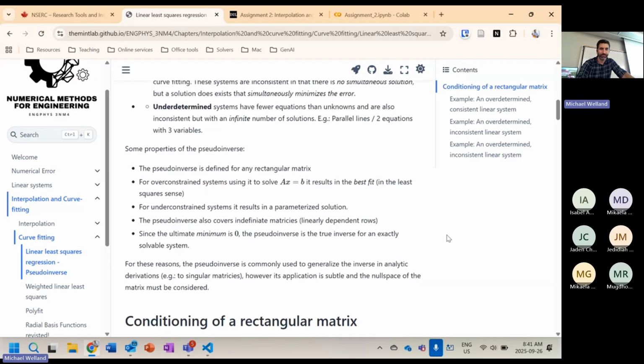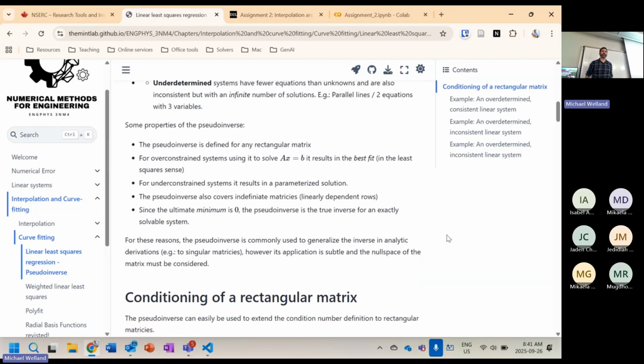Let's see how we can use this. First of all, properties of the pseudo-inverse. Pseudo-inverse is defined for any rectangular matrix. Overdetermined, underdetermined. Is a square a type of rectangle? Yes, right? Therefore, a pseudo-inverse is also defined for square matrices.